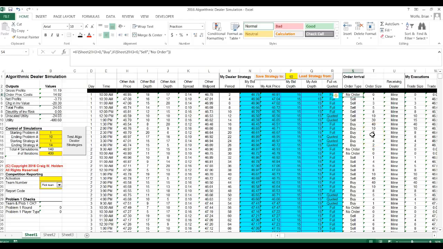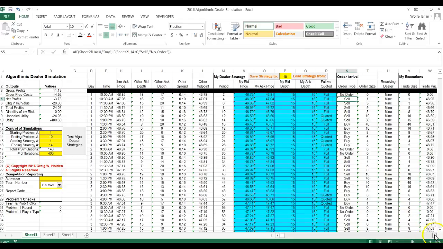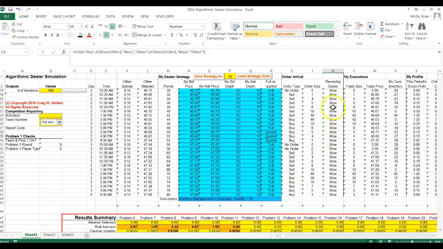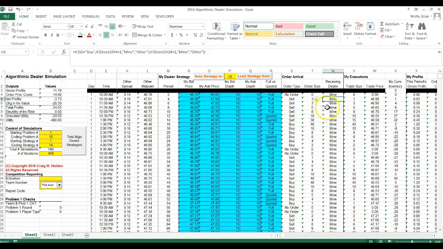An order may or may not arrive. You can see here in this first row, no order actually arrives. But in the second time we go do this, so at 10 o'clock, nothing happens. At 10:30, we're going to start again. He's going to submit his bid and ask. I'm going to submit my bid and ask. And then a sell order arrives. Okay? And in this case, that sell order, they want to sell 1 share. Well, who ends up getting that? Well, I do. So see where it says mine? In other cases, it'll actually say the other dealer. Okay? But in this case, I end up getting this sell order.